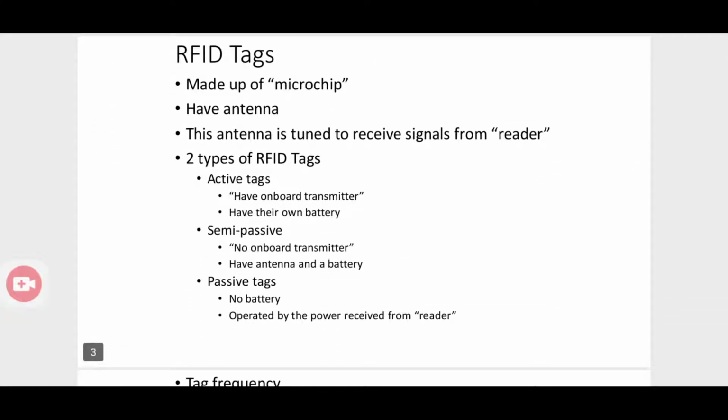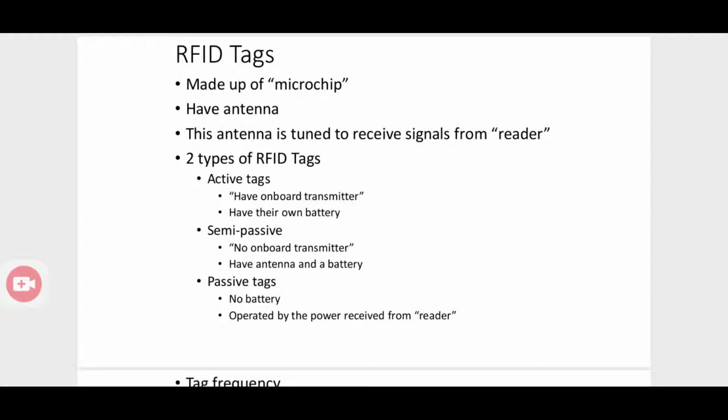So RFID tag is actually made up of a microchip. Also it has an antenna. The antenna can receive signals from the reader. Okay, and there are mainly two types of RFID tags used for product tracking. One is the active tag and another one is the passive tag. And there is another classification. There will be an intermediate tag in between the passive and active tag.